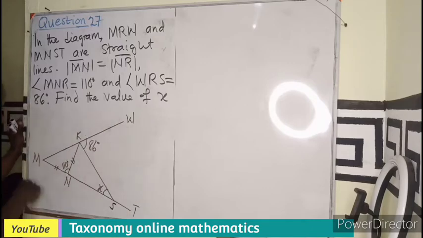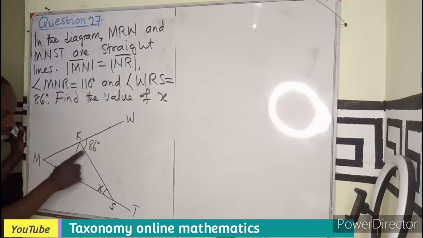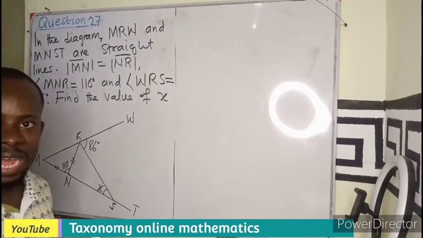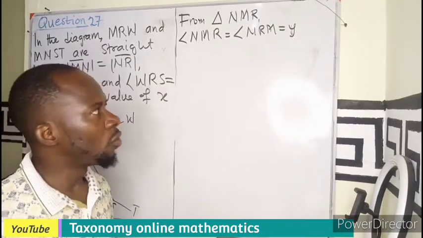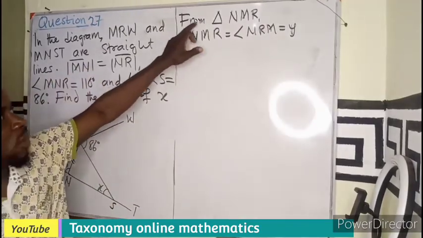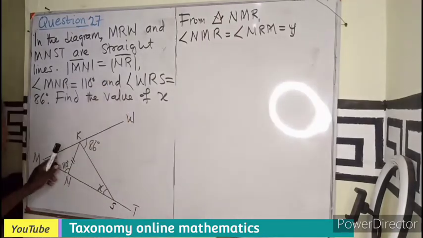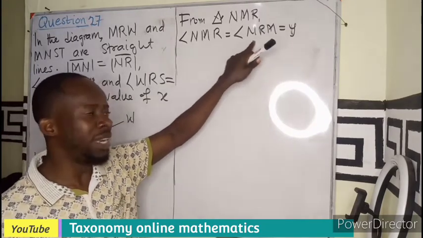Looking at this, the moment we have MR and MN equal, it makes this triangle isosceles. And we know an isosceles triangle has its base angles equal. So we can start with that. From the isosceles triangle, we can let the base angles be equal to y, meaning they are the same.